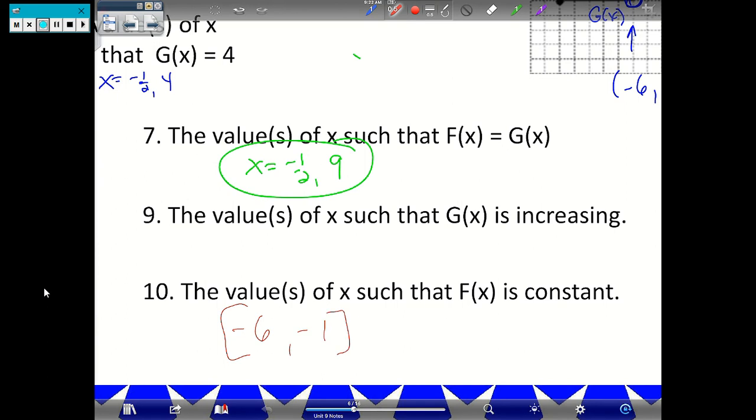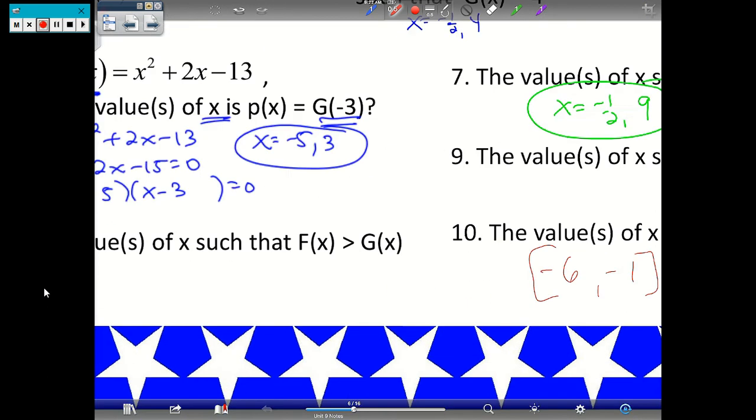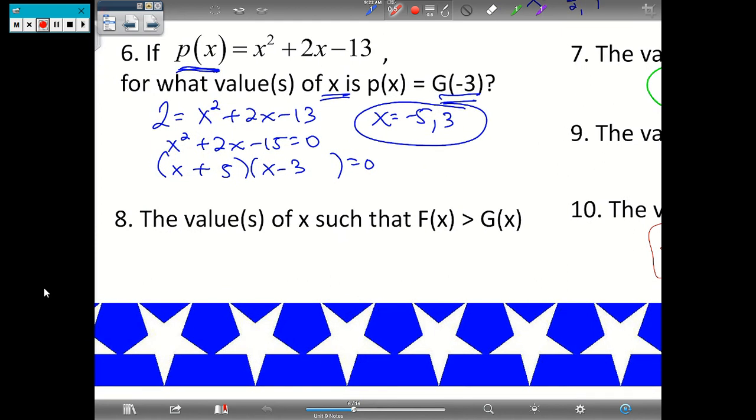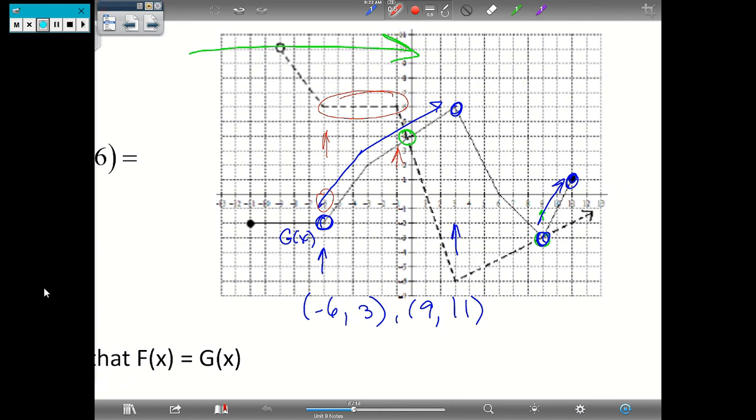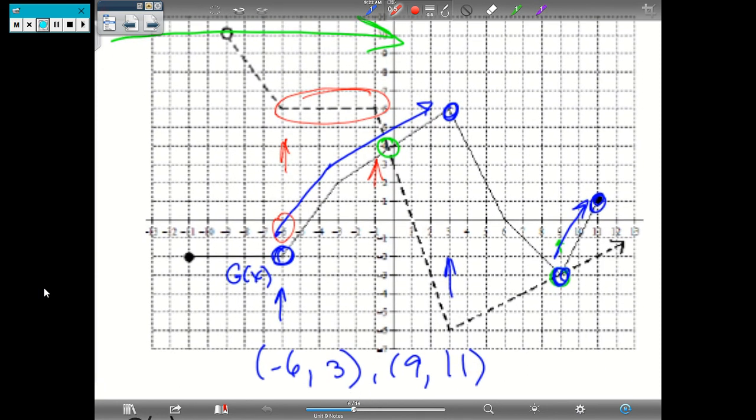And the last one on this is number 8. Let's go look at it. Now we want to know, where is f larger than g? And again, we're concentrating on y values. Where is the y value of f larger than the y value of g? So let's go check that out. Okay, so the y value of f larger. So the dotted line. So we want to know, where is the dotted line larger?